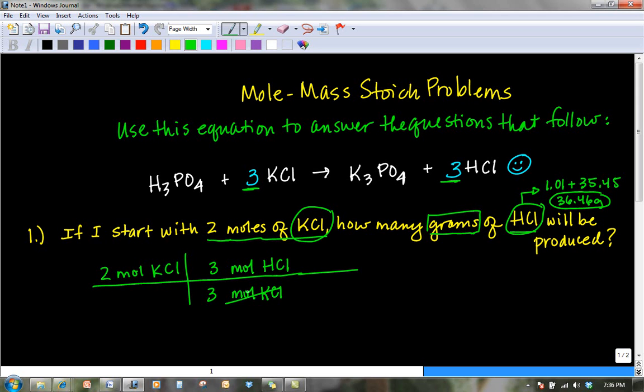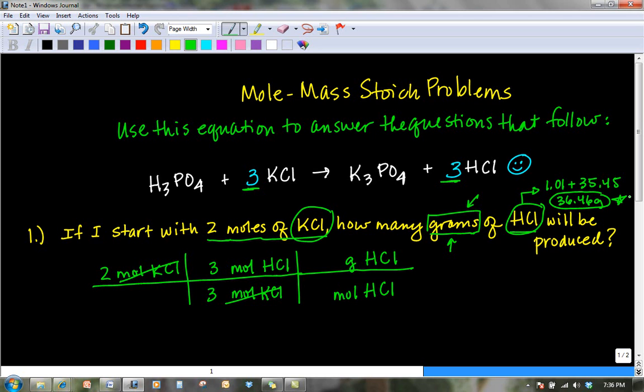Okay, right away I see that moles of KCl go away. They get canceled out, and I'm left here with moles of HCl. But I don't want moles of HCl. I want grams of HCl. So I'm going to make another section in my dimensional analysis grid, to denote the unit. So now I have moles of HCl, and on top of that, I put grams of HCl.